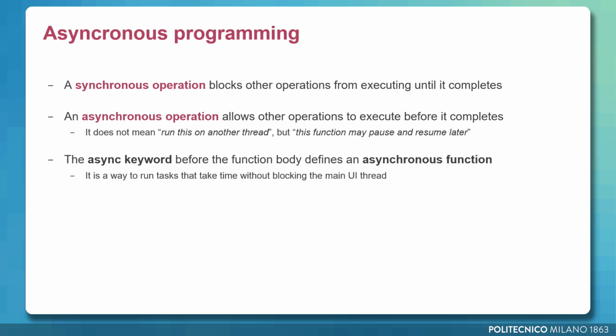To define an asynchronous function, we use the async keyword. This allows us to use await inside the function body. So, asynchronous programming is a way to run operations that take time, like waiting for user input, without blocking or freezing the main UI thread.